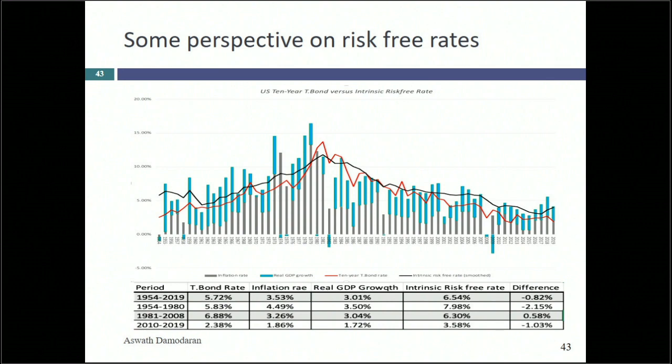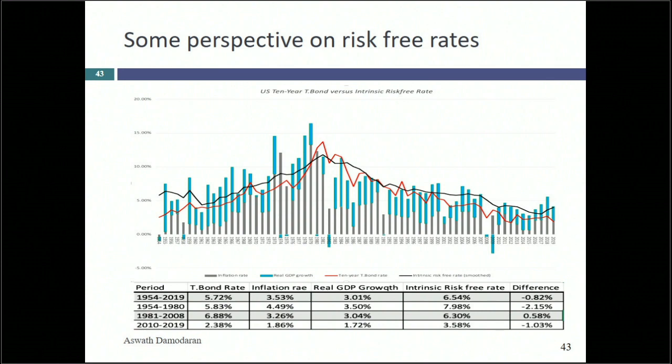So here's what I decided to do. I went back to 1954, and I got the T-bond rate every year. It's a market set number. And each year I found two numbers: the inflation rate from that year and the real GDP growth that year. Real interest rates and real GDP growth are rough proxies for each other, and I added those two numbers up. As an example, if the inflation rate is 5% and real GDP growth is 3, 5 plus 3 is 8, and I'm going to call that my intrinsic risk-free rate. See this red line? That's my intrinsic risk-free rate that I'm getting by adding the two numbers together.